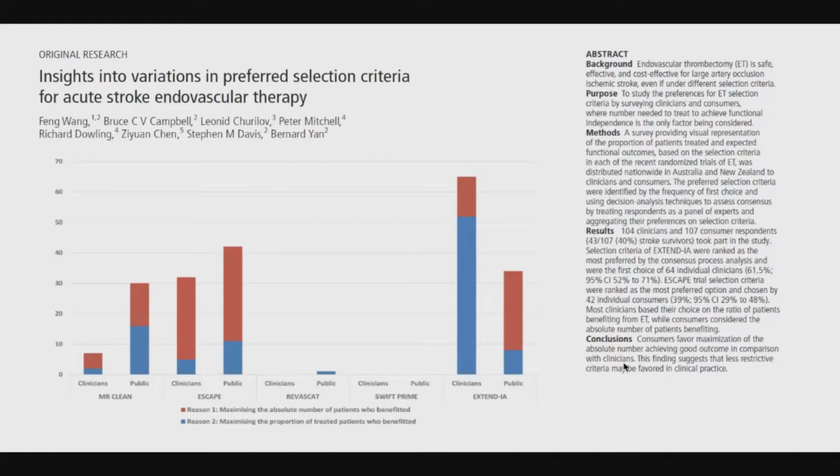And this is a good question, because this is a survey that actually asked people in the community about their opinion. What do they favor? Do they favor maximizing the absolute number of patients who may benefit from the procedure, or maximizing the proportion of treated patients who benefited? And as you can see, most clinicians would favor the latter, which is to try to identify the patients who will definitely benefit from treatment. And most people in the community will actually favor treating more patients, hoping that we will be able to benefit more patients in the community.